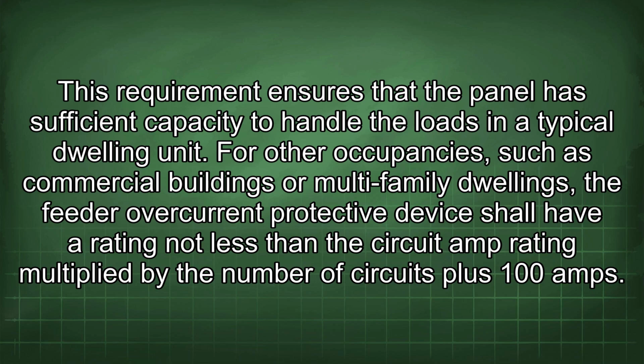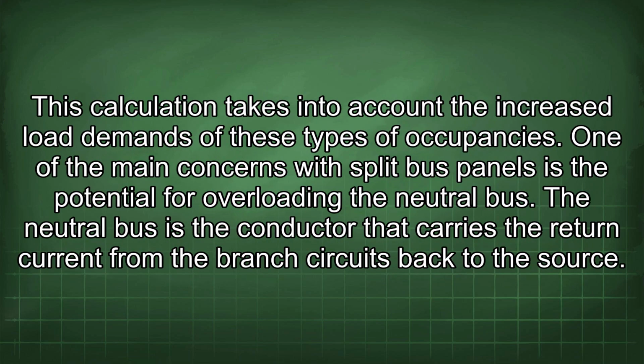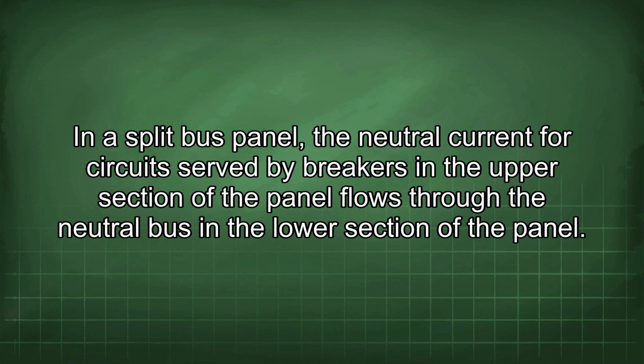For other occupancies, such as commercial buildings or multi-family dwellings, the feeder overcurrent protective device shall have a rating not less than the circuit amp rating multiplied by the number of circuits plus 100 amps. This calculation takes into account the increased load demands of these types of occupancies. One of the main concerns with split bus panels is the potential for overloading the neutral bus. The neutral bus is the conductor that carries the return current from the branch circuits back to the source. In a split bus panel, the neutral current for circuits served by breakers in the upper section of the panel flows through the neutral bus in the lower section of the panel.